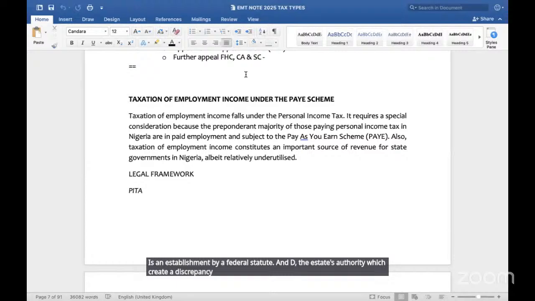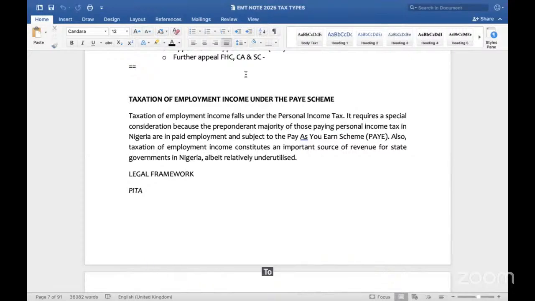Then, however, appeal from the tax appeal tribunal can proceed to the High Court, then from the High Court to the Court of Appeal, then from the Court of Appeal to the Supreme Court. So that is the taxpayer's route around that, sir.